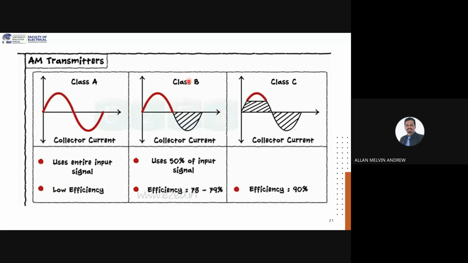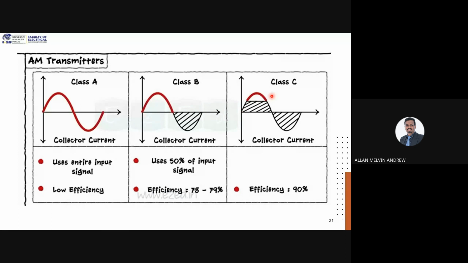Class B is only taking the positive side. The negative side is just removed. So we only use 50% of the input signal, and the efficiency is between 78 to 79%. Because maybe the part that it throws away can have some useful information also. That's why the efficiency is about 78 to 79%. Low efficiency here means it can be less than 50.